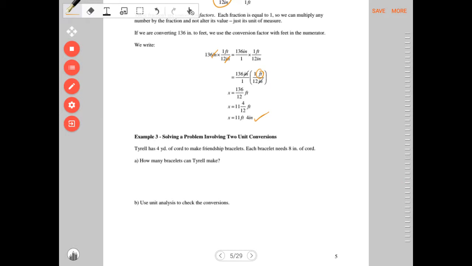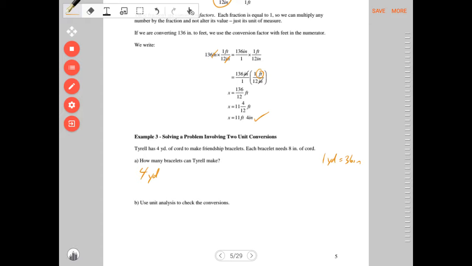All right, so example 3. Tyrell has 4 yards of cord to make friendship bracelets. Each bracelet needs 8 inches of cord. How many bracelets can Tyrell make? Okay, so we have 4 yards of cord. Now, we know from our formula sheet or that table in your notes that 1 yard is the same as 36 inches.